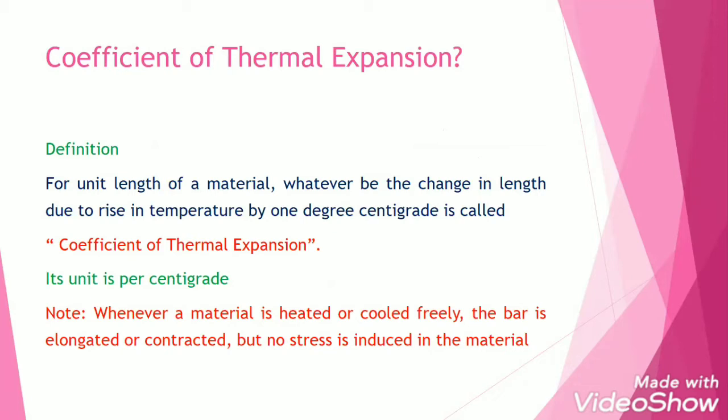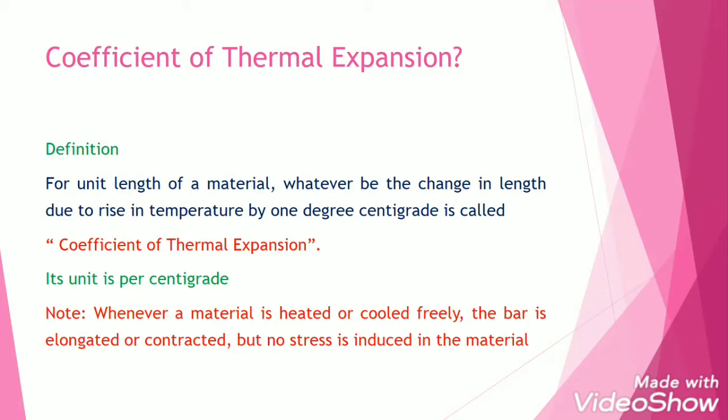Now, what is coefficient of thermal expansion? Because whenever we go for solving any problems on thermal stress, we need the coefficient of thermal expansion of that material. Now, let us understand it. Coefficient of thermal expansion is a physical property, so it is different for different materials. For steel, its value is something; for aluminium, it will have a different value; and if you take some plastic material, its coefficient will be different.